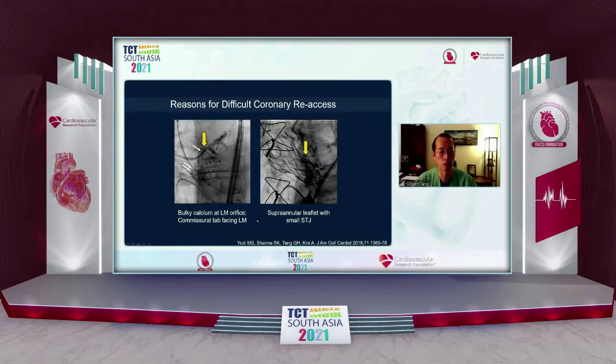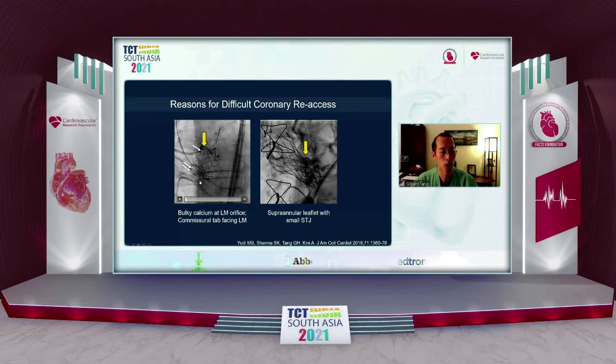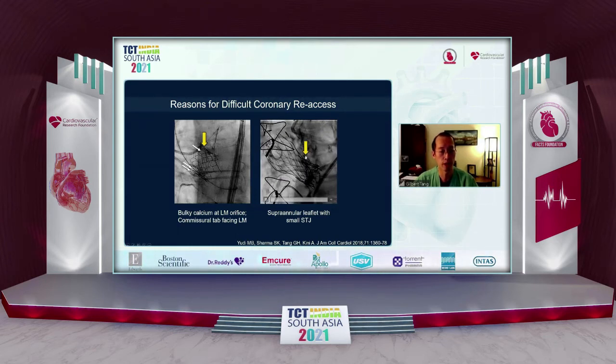So anyway, my point here is just to quickly show that you can have a coronary access issue if there's a bulky leaflet facing the coronary orifice, or if you don't have a lot of space in the sinotubular junction.